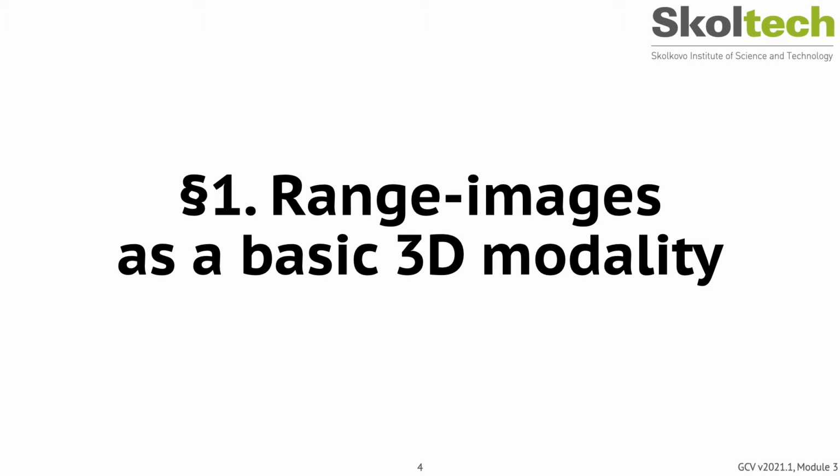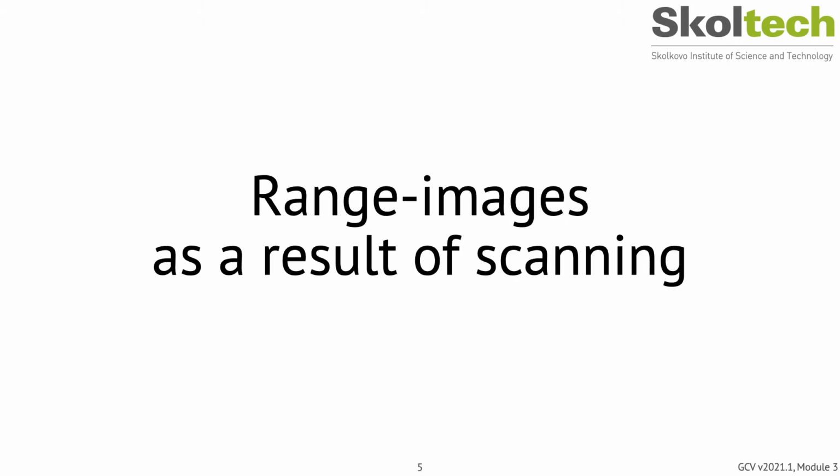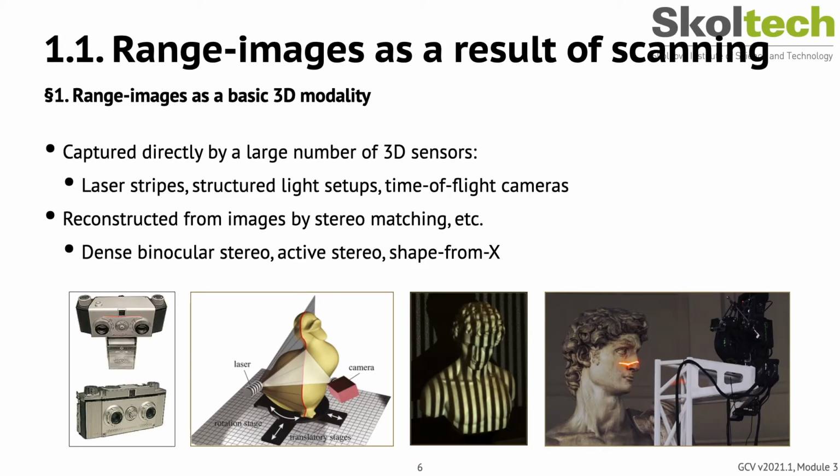We start with viewing range images as a basic 3D modality. As you have already understood from the previous lectures, range images are resulting from 3D scanning. Many of the range scanners are designed to return range images as organized in 2D representations. To this extent, range images are basically the raw output of a large number of 3D sensors, including laser stripes, structured light setups, and time-of-flight cameras.